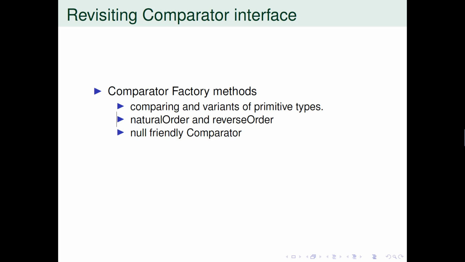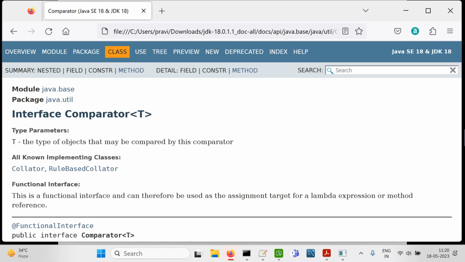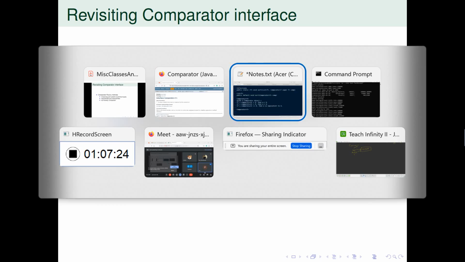So if you want to create a comparator, there are many useful methods, and now just pay attention to how simple it is to create a comparator. We have some ready-made static methods available in the Comparator interface, which help us create a comparator quite easily. Okay, let's do this.